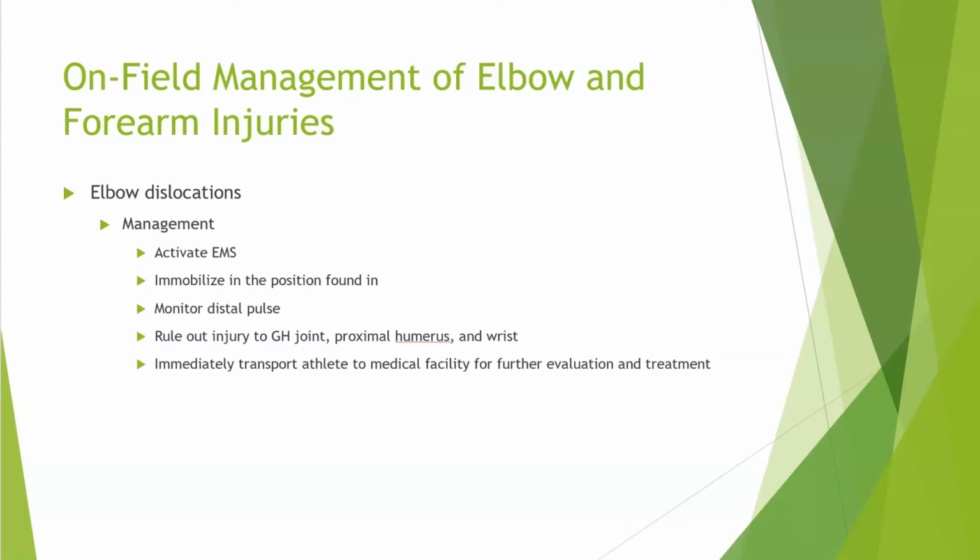Okay, elbow dislocations, I've already told you guys what we're doing. Activate EMS. Make sure we're splinting them in the position that we found them in. We will be working with our vacuum splints. Checking CSM, so circulation, sensation, motor. Ideally, we're checking that distally, and we want to make sure that there are no other injuries going on with this particular patient.